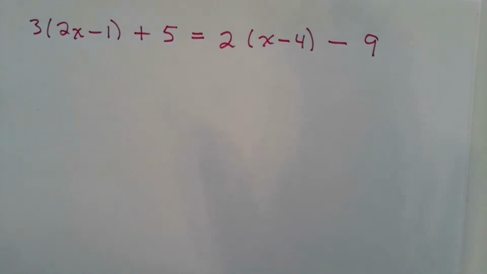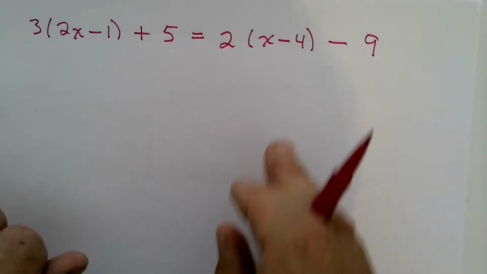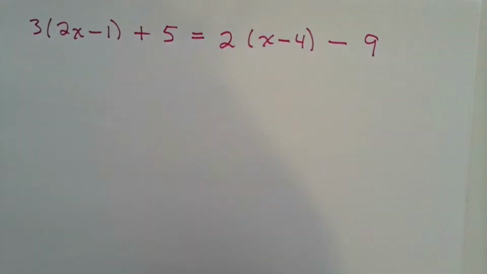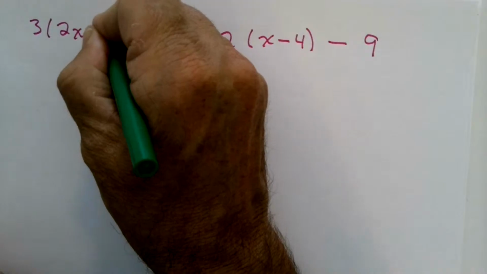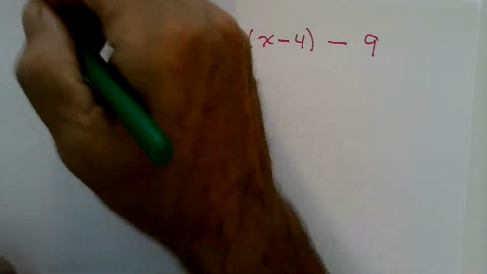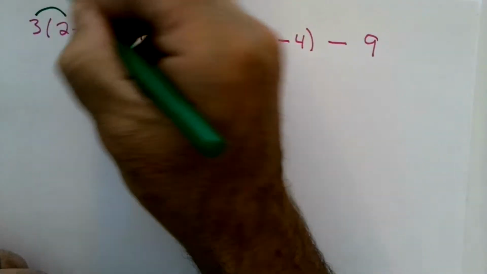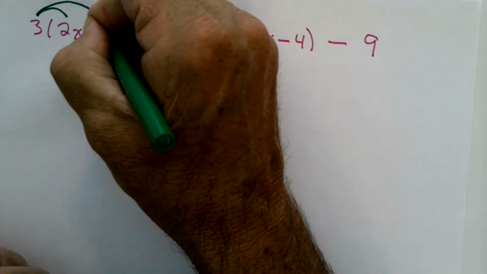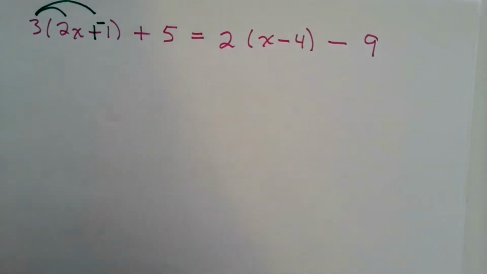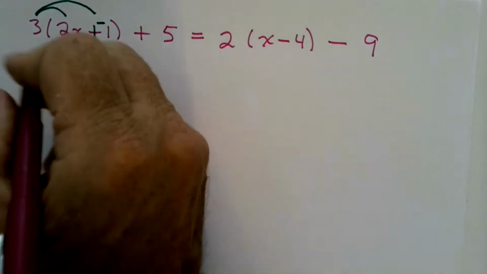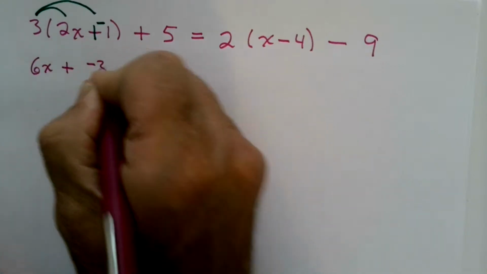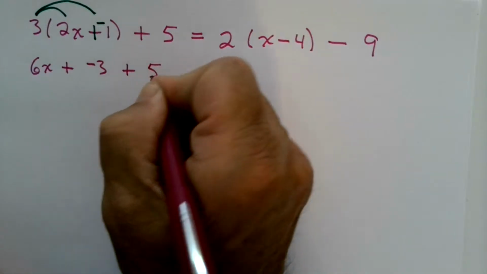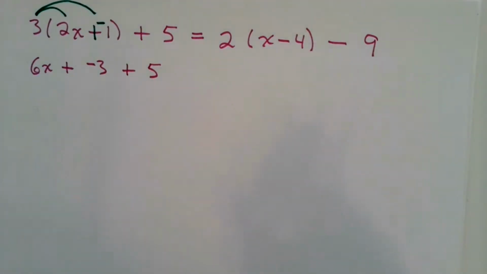And the process is going to be similar in that we are going to simplify each side of the equation first. So if I look at the left side of the equation, I'm going to make the minus sign a plus negative. And then we're going to distribute here on the left side of the equation. 3 times 2x is 6x. 3 times negative 1 is negative 3. So this becomes 6x plus negative 3 plus 5. That is my left side of the equation.